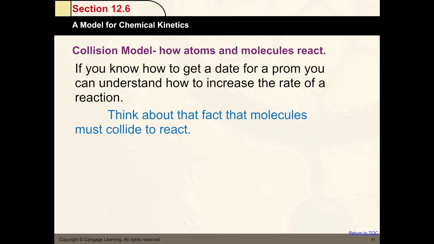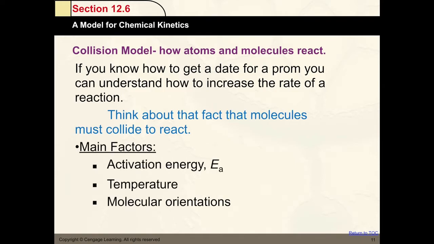All of this goes back to what we call the collision model and how atoms and molecules react. We have to think about the fact that molecules must collide in order to react, and they must have enough energy to react. They must have enough energy to move around, and they must collide at a certain orientation. That is a big key factor: they might hit each other, but if they're not hitting with the proper orientation, the transfer of energy won't occur. So they have to have enough energy to collide. When they do collide, they have to collide at a certain orientation. And when they collide, they still need to have enough energy, called the activation energy, to create the products.